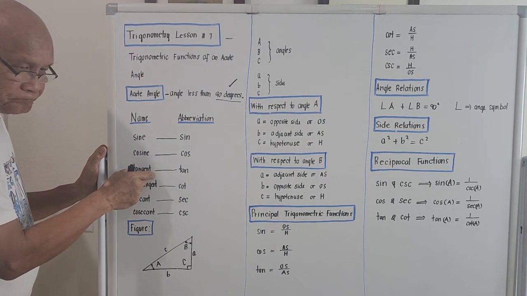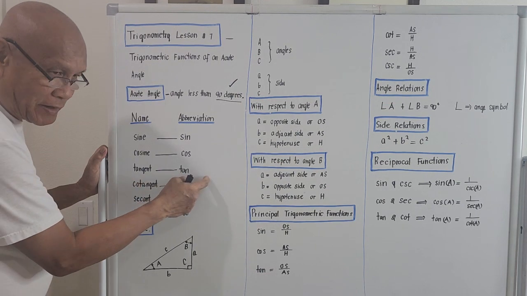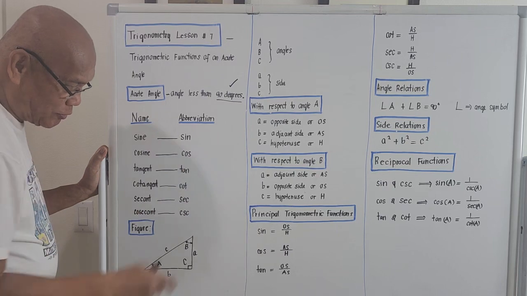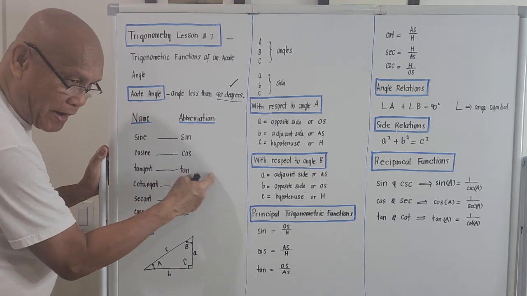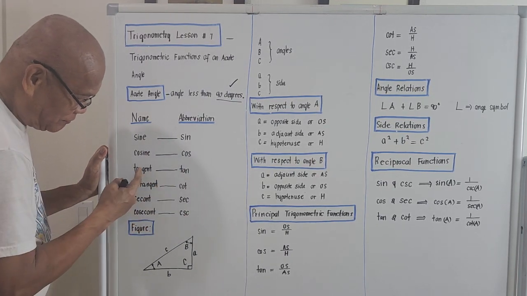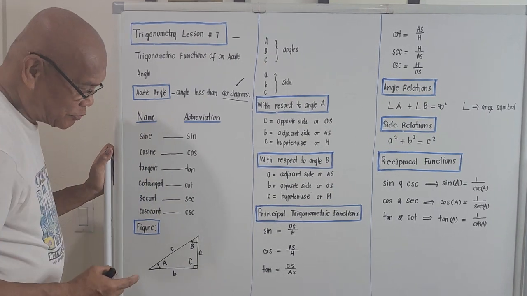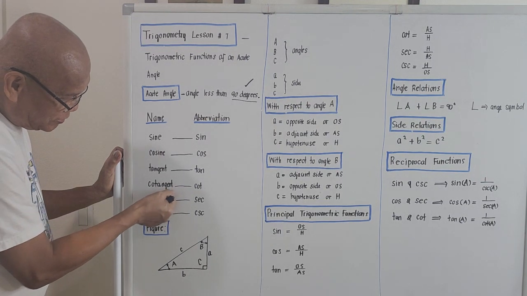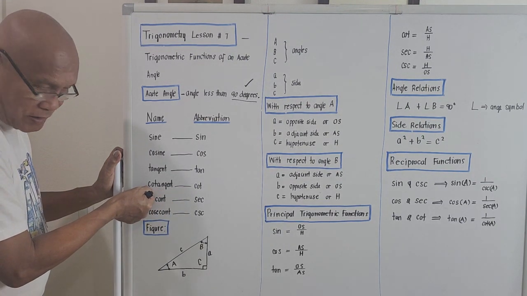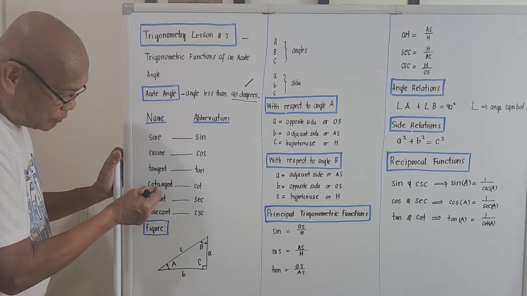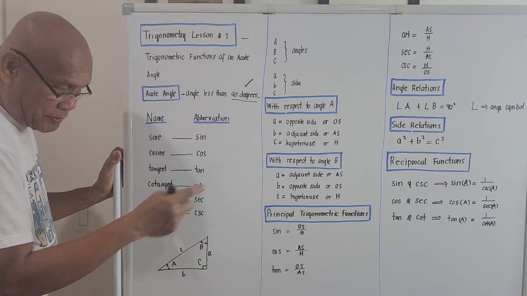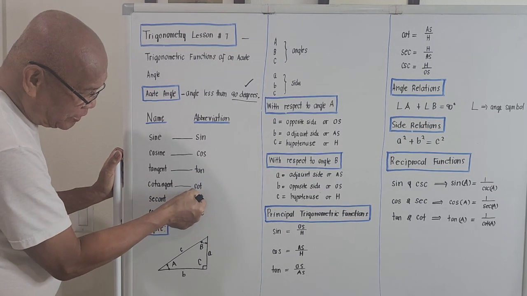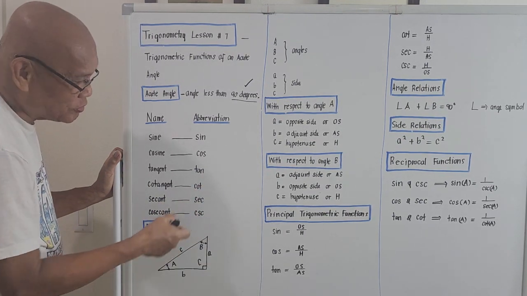For tangent, the abbreviation is TAN. If you read this in the study of trigonometry, don't read it as just tan. It should be tangent. Tangent. Next one. Cotangent. It is a tangent with the initial letters CO, cotangent. And the abbreviation will be COT. If you read this, it should be read not as cot, right? It should be cotangent.